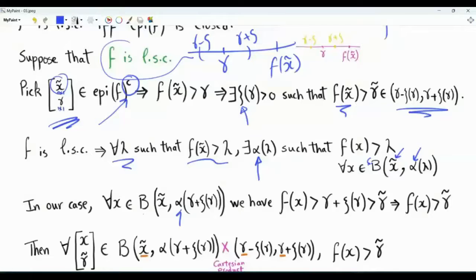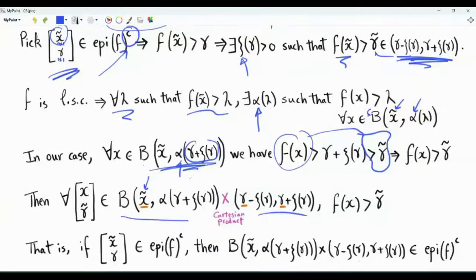We have that f of x is strictly greater than gamma plus zeta. But gamma plus zeta is greater than gamma tilde, which is any point in this open interval. So we have for every x in this ball, f of x is strictly greater than gamma tilde. What do we have now? In the Cartesian product of this interval about gamma, from gamma minus zeta to gamma plus zeta, and the ball about x tilde with this radius alpha chosen such that over this ball f of x is strictly greater than gamma plus zeta.